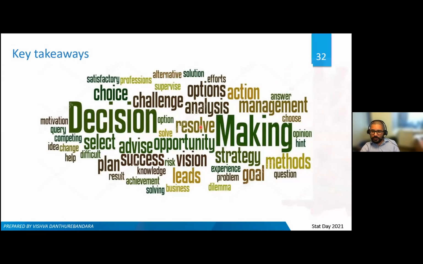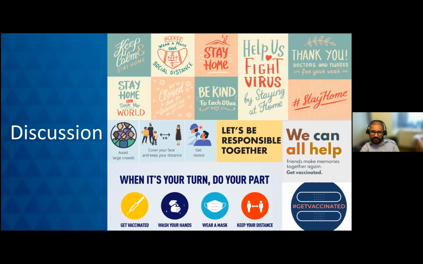Zoom out a bit and see the big picture, see how things are connected, see how individual events drive the pandemics out. Your decisions can save lives. Make them wisely, make them accurate using data. So I will wrap this up and let's open the floor to the discussion.